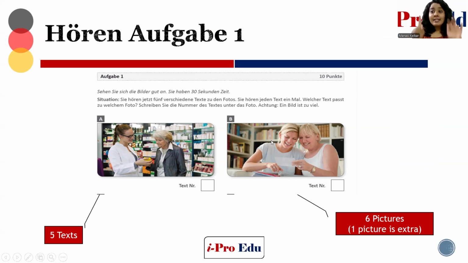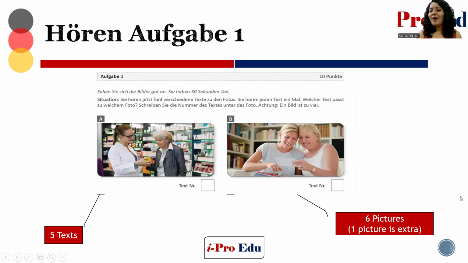And if you see, there are 6 pictures. Every text, please remember, you're going to hear only once. Nur einmal. All right. And you have to find the right picture for the right text. So if you see here, 6 pictures and 5 texts that we are going to listen to, that means 1 picture is extra.